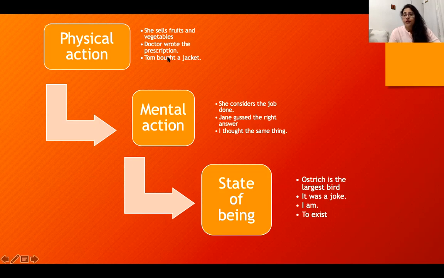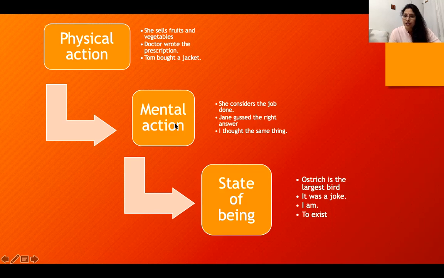Bought. Physically, you are involved in an action. It can be seen. So bought is the action. These three examples show the physical action where our body movements are involved. Now come to mental action.